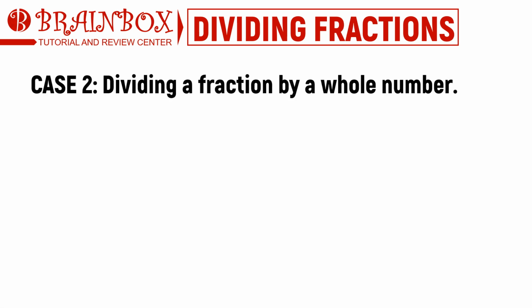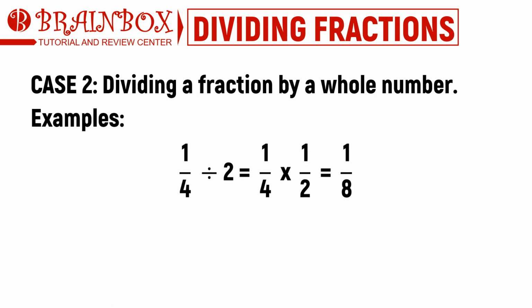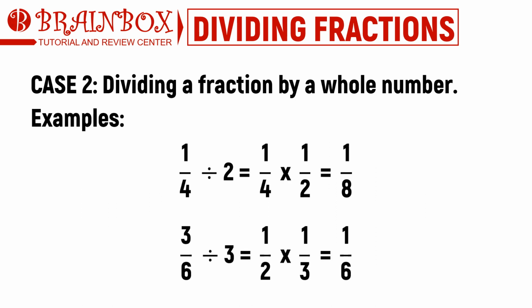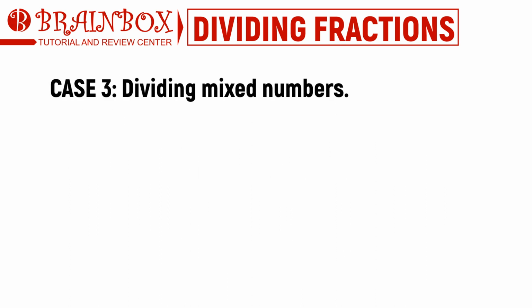Case 2. Dividing a fraction by a whole number. In the examples shown for our second case, this will now involve dividing a fraction by a whole number. This may seem a little bit complicated since this involves a fraction and a whole number, but we have to take note that a whole number has a denominator of 1. For example, 2 is also equal to 2/1, and 3 is equal to 3/1. Following this, the reciprocal of these numbers are 1/2 and 1/3, respectively. After this, we can now proceed to multiplying them, which will give us the products of 1/8 and 1/6.